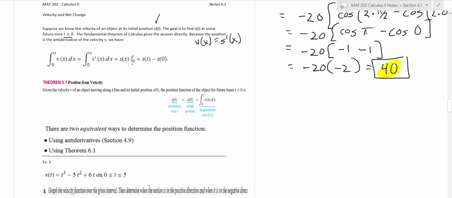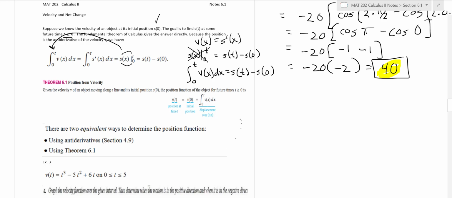We evaluate from 0 to t, plug in the upper limit to get s of t, and subtract the lower limit like this. So you have the position function evaluated from 0 to t, which is s of t minus s of 0. However, this thing right here is the same as this, so I'm going to replace that with the integral from 0 to t of v of x dx. And we just figured out that that's equal to s of t minus s of 0.